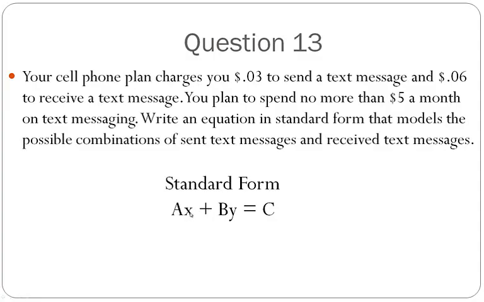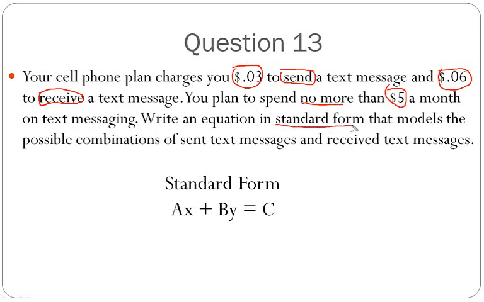Alright, number 13 says your cell phone plan charges you 3 cents to send a text message and 6 cents to receive a text message. Okay, so already we see we're going to get charged 3 cents to send a text message and 6 cents to receive a text message. You plan to spend no more than $5 a month on text messaging. Write an equation in standard form that models the possible combinations of sent text messages and received text messages.